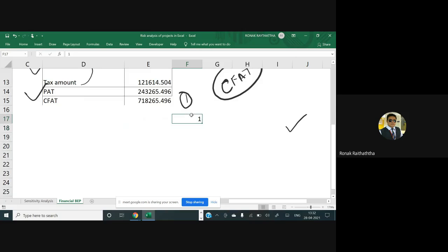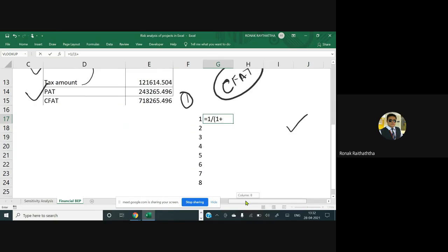How many number of years are there? I'm just writing 1 to 8. So I'm just giving the link of the earlier cell to get 2, so I can copy this and paste it to other cells. So up to 8 I'm writing numbers here. The discounting factor formula is 1 divided by 1 plus r. 1 plus r should be there in a bracket.